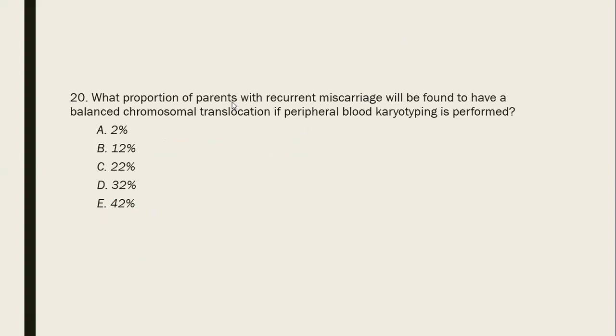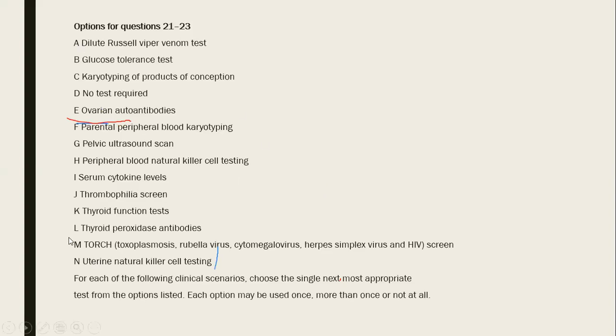What proportion of parents with recurrent miscarriage will be found to have a balanced chromosomal translocation if peripheral blood karyotyping is performed? 2%. Yes, 2%. And if the product of conception already has translocation, how much? Check it again. Okay, this is EMQ.